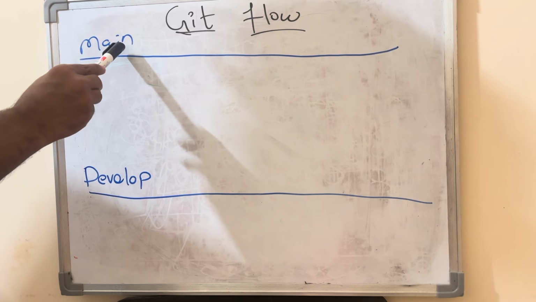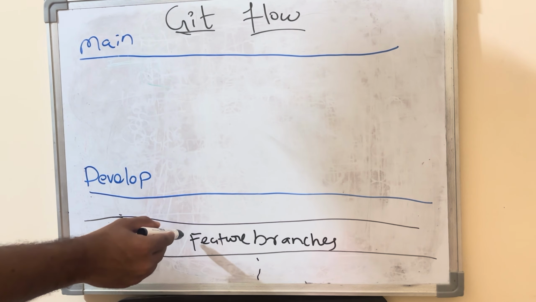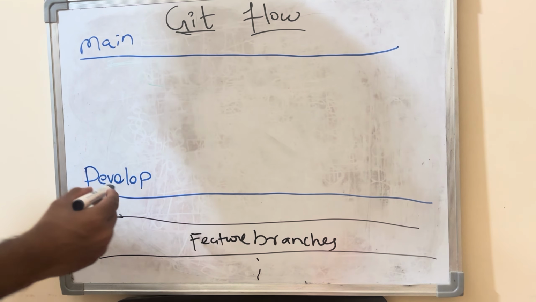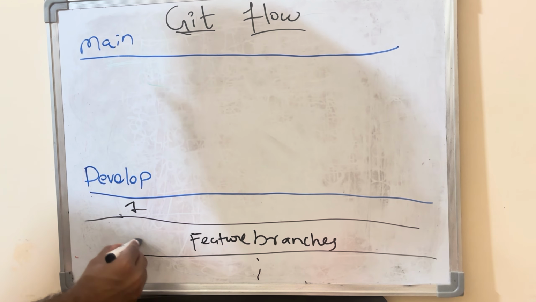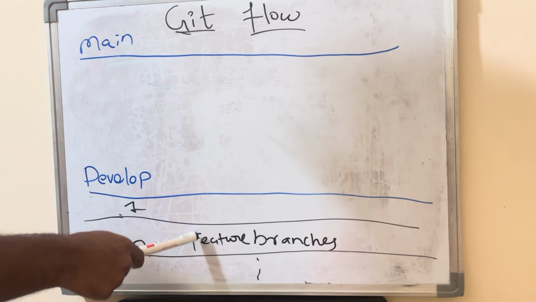Here production code will be stored in the main branch, and the develop branch is a copy of this main branch. Then the branches where developers actually write the code, we call them feature branches. There can be multiple feature branches, for example, feature branch 1, feature branch 2. Like this we can have multiple branches. So multiple app features can be developed on multiple feature branches.